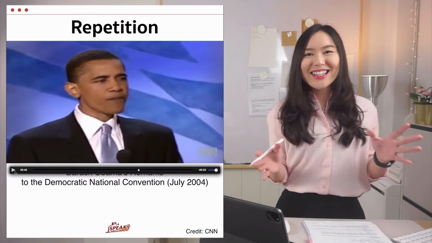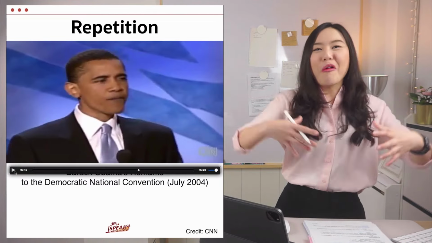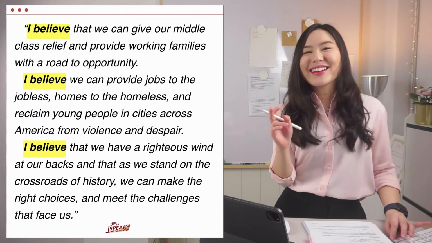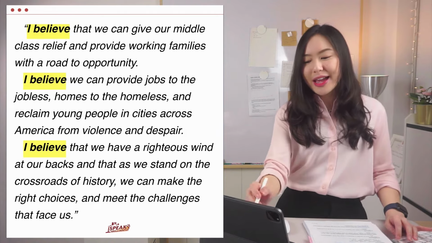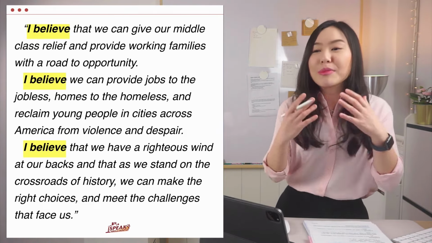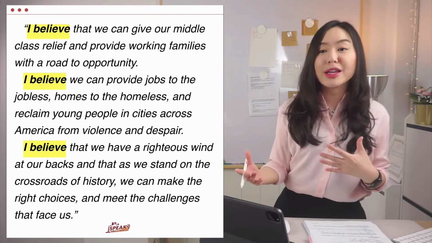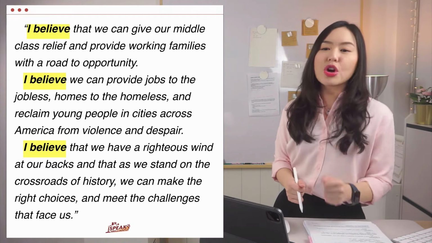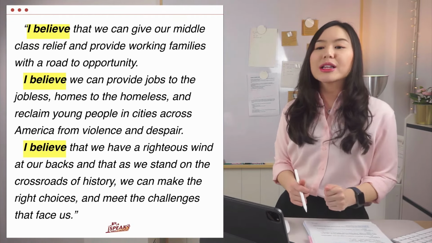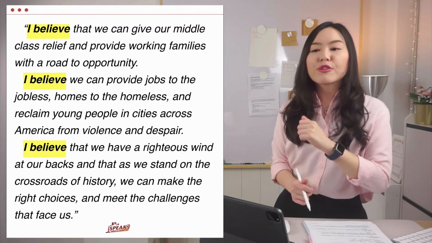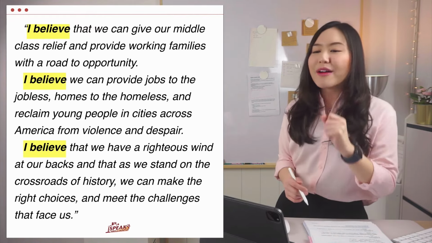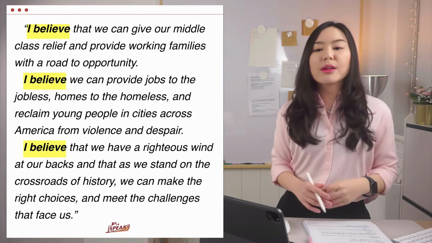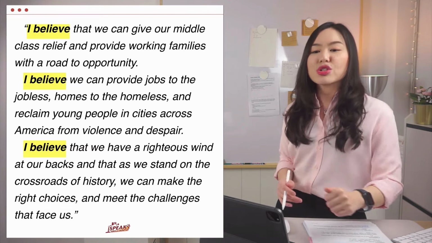Okay, now these are the things that seemed like, wow, super motivating, right? So let's take a look at the script together. He said, "I believe that we can give our middle class relief and provide working families with a road to opportunity. I believe we can provide jobs to the jobless, homes to the homeless, and reclaim young people in cities across America from violence and despair. I believe we have a righteous wind at our backs, and that as we stand on the crossroads of history, we can make the right choices and meet the challenges that face us."